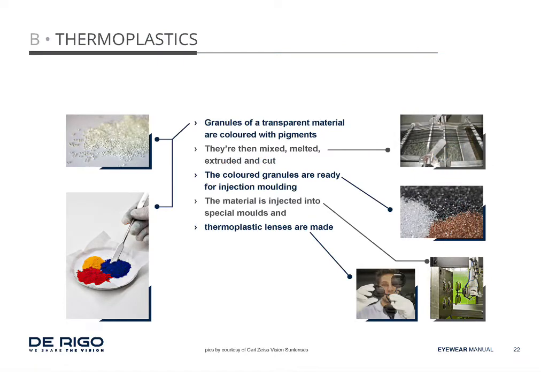Thermoplastics: granules of a transparent material are colored with pigments. They are then mixed, melted, extruded, and cut. The colored granules are ready for injection molding. The material is injected into special molds and the thermoplastic lenses are then made.